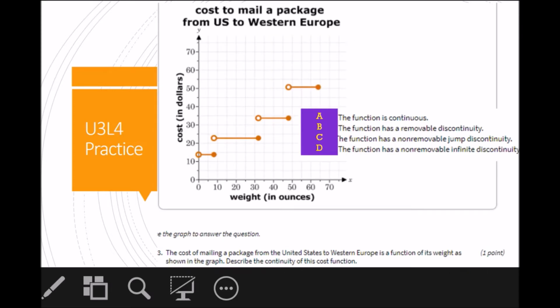Number 3. The cost of mailing a package from the United States to Western Europe is a function of its weight, as shown in the graph there. And we need to describe the continuity, or the discontinuity in this case, of the function. So the function is definitely not continuous. As I travel along here, I definitely skip multiple times here. So now we just need to decide what type of discontinuity it is.